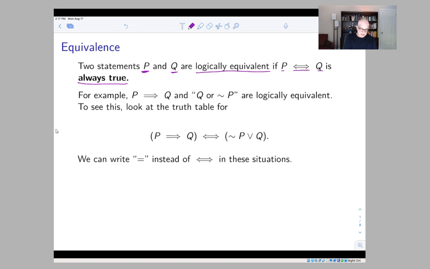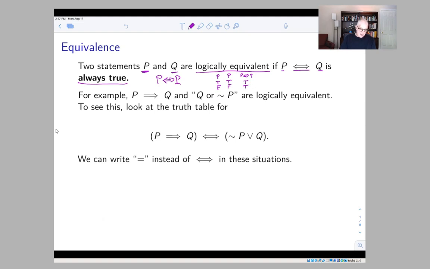Here's one really simple example. Any statement is logically equivalent to itself. P is always logically equivalent to P, because if you make the truth table for that, here's P, it can be true or false, and here's P again, and it can be true or false. And if you look at P if and only if P, remember, P if and only if P is true exactly when the two parts are either both true or both false. So in this case, P if and only if P is always true, and so P is logically equivalent to itself. It's kind of a dumb example, but something to start with.